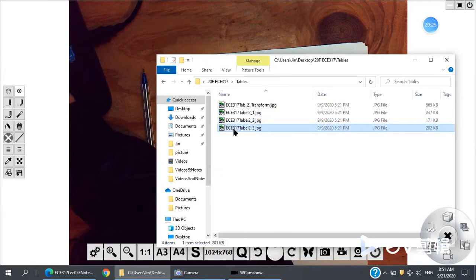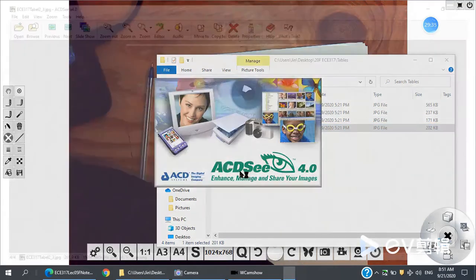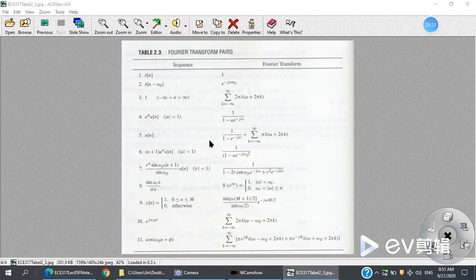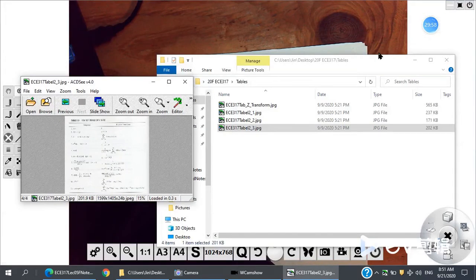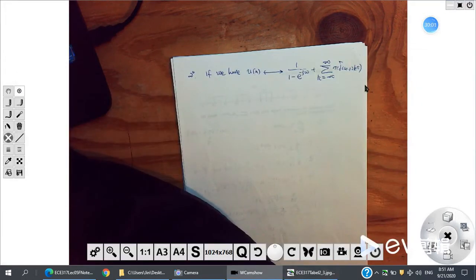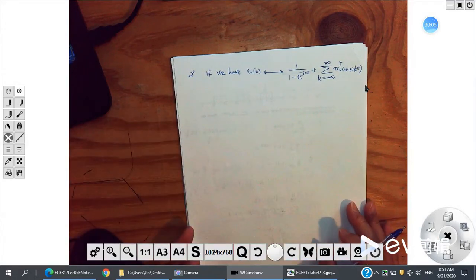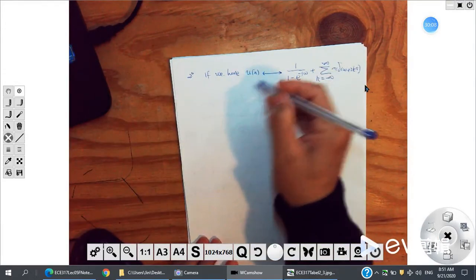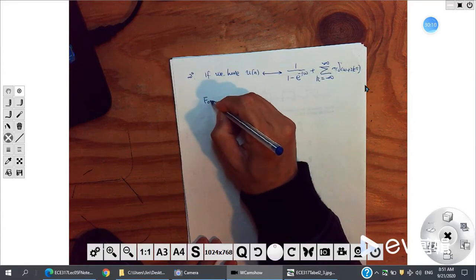Fourier transform. I think it should be the third one. Okay, so u of n is here. This one, plus that. Let me copy it. It is pi times delta of omega plus 2k pi. Okay, is it this one? It is 1.